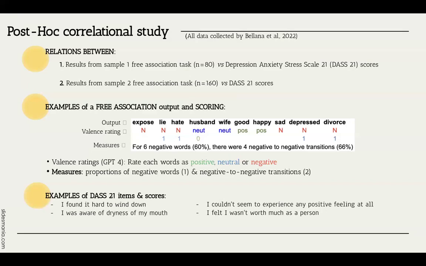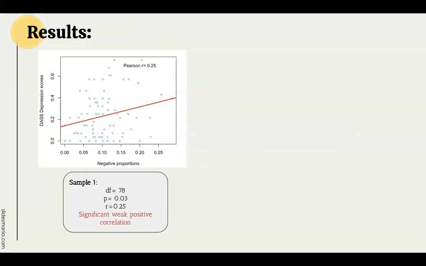And the third measure is the DAS-21. So I'll be using its scores to look at the correlation between all the valence measures and the depression scores. So here are my results.